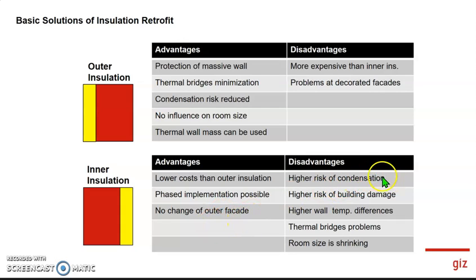This is critical here: the higher risk of condensation, higher risk of building damage due to condensation most of the time, and moisture entering the frame, particularly on wooden frame buildings. Higher wall temperature difference, and then thermal bridge problems. Yes, that we have here as a disadvantage, and room size is shrinking. So let's go on to the outer insulation.